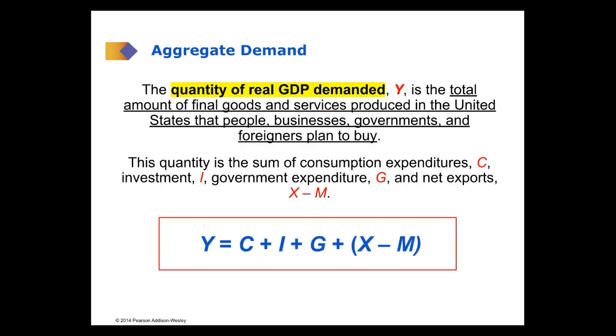So now we can look at aggregate demand. The quantity of real GDP demanded is equal to the sum of all consumption spending, all investment, all government spending, and the amount of net exports. If we add all of those up together, we get the quantity of real GDP demanded in the economy. This is the amount that people plan to buy, to invest, that the government plans to consume, and that foreigners plan to buy in our economy.